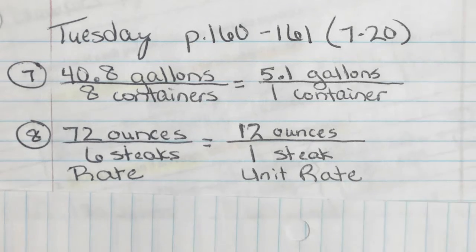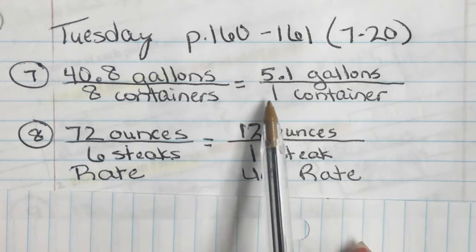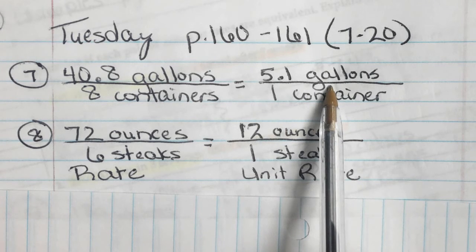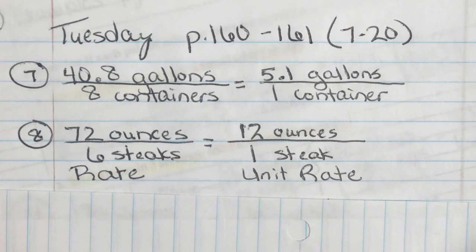So, starting out. Number 7, I got 8 containers. Well, changed it to 1 container, 5.1 gallons. What did you say? Say it again. What did you say? Shorten it to. Oh, the problem numbers? 18.